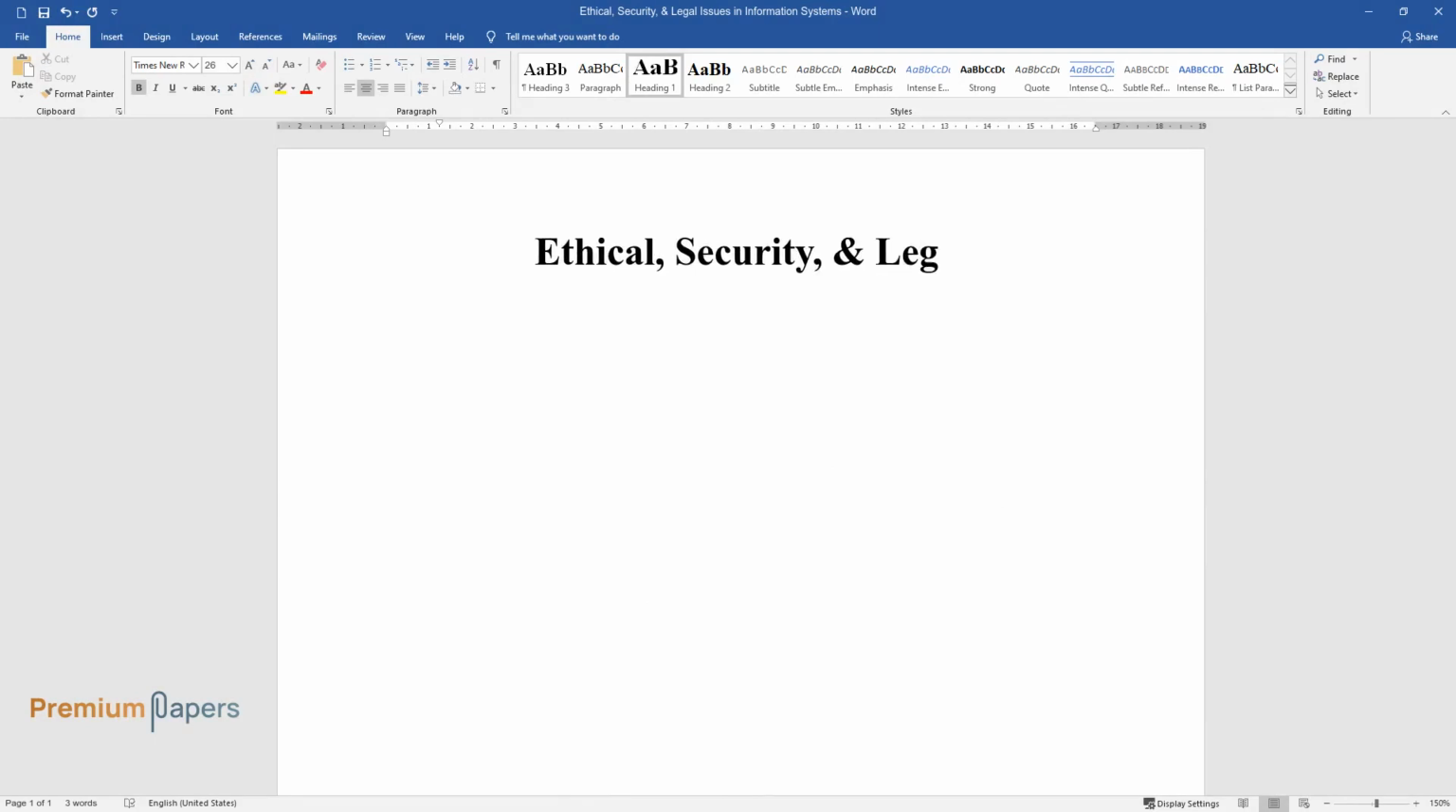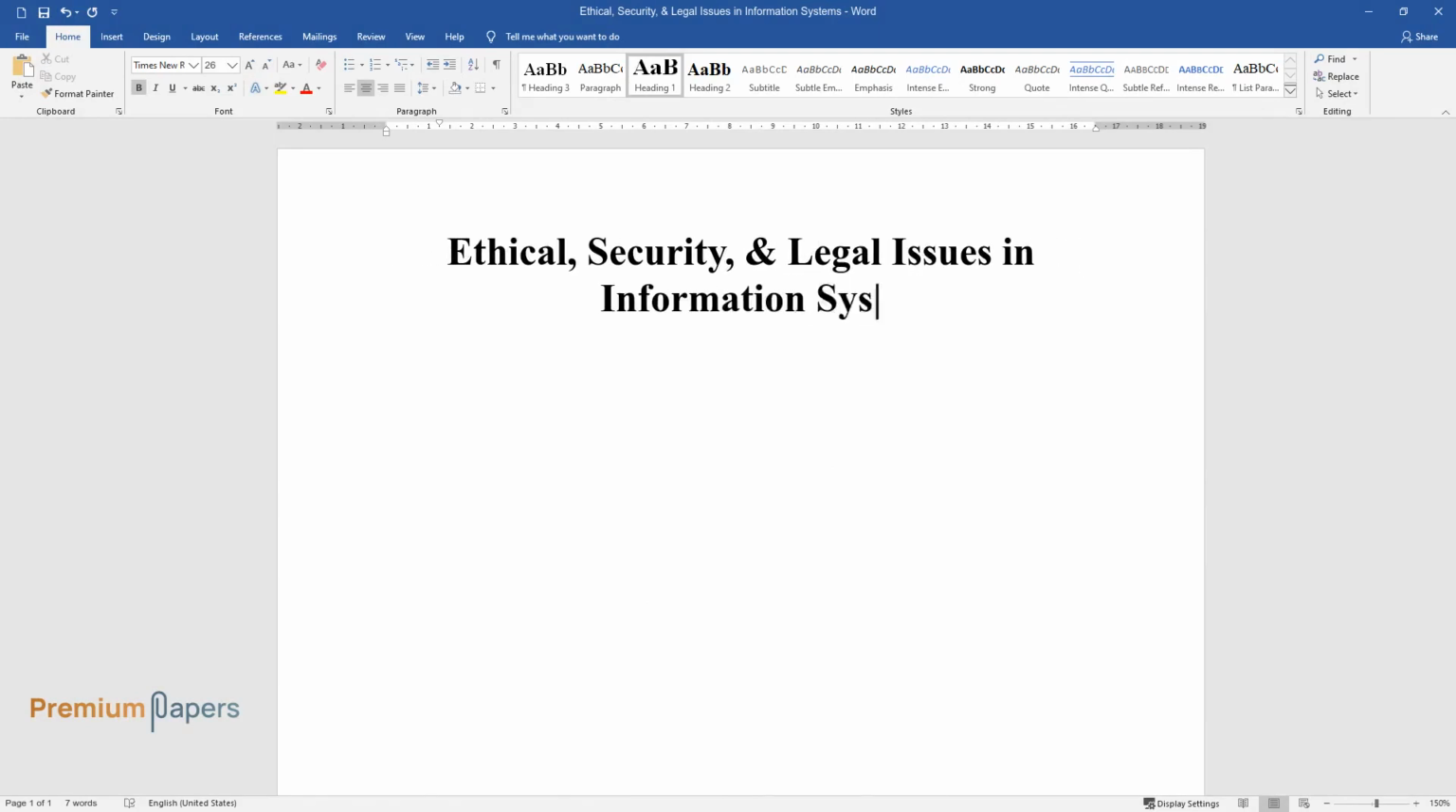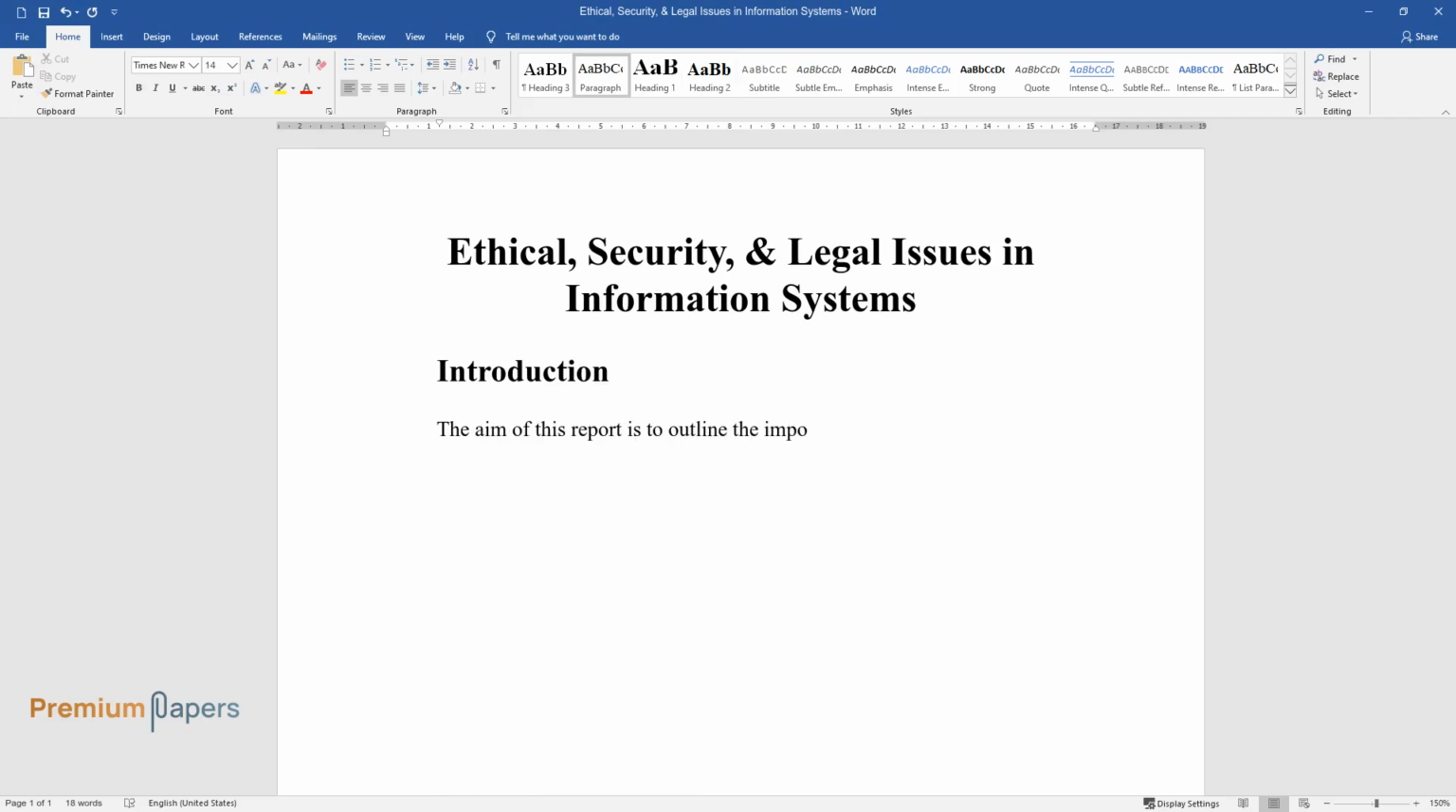Ethical, security, and legal issues in information systems. Introduction. The aim of this report is to outline the importance of ethical, social, and legal issues in information systems.